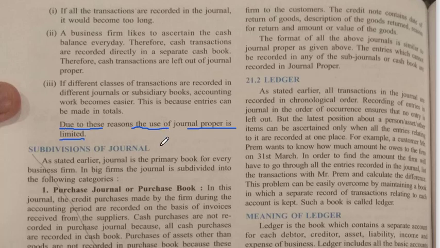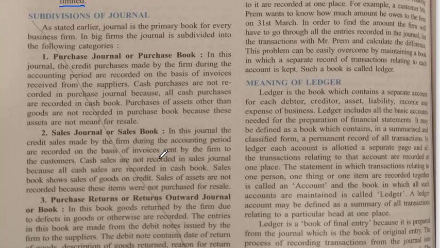Now, subdivision of journal. As stated earlier, the journal is the primary book of every business firm. In a big firm, the journal is subdivided into the following categories. If the firm is big, then to record everything in one book is very laborious and very time consuming, and the book will become too bulky. So in big firms, we divide this journal into different books, such as the purchase journal or purchase book.